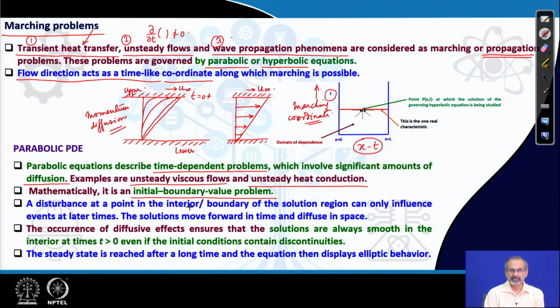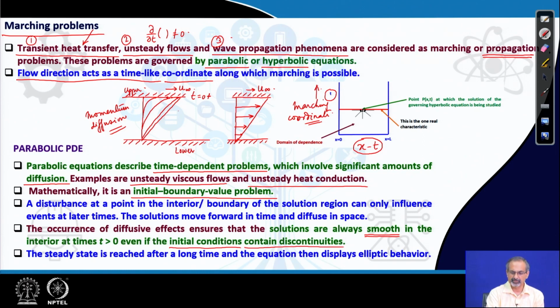When you look at disturbances, the disturbance at a point in the interior or boundary of the solution region can only influence events at later times. The solutions move forward in time and diffuse in space. The occurrence of diffusive effects ensures that solutions are always smooth. So, smoothness of the solution, like we saw in the case of elliptic equations, occurs even over here. And that happens even if you have initial conditions which contain discontinuities.